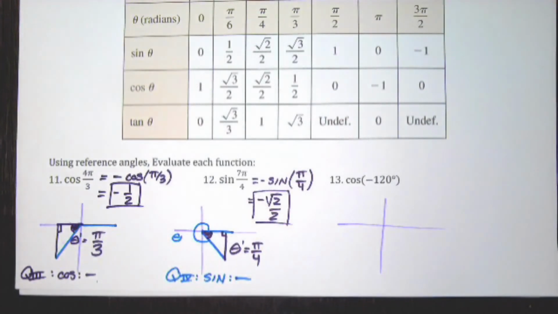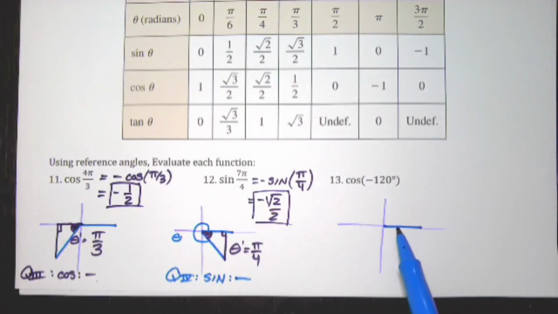Now on to 13. 13 is a little bit different because we're doing cosine of a negative 120. So if this is our initial side, positive 120 would land us in quadrant 2, but negative 120 lands us in quadrant 3.